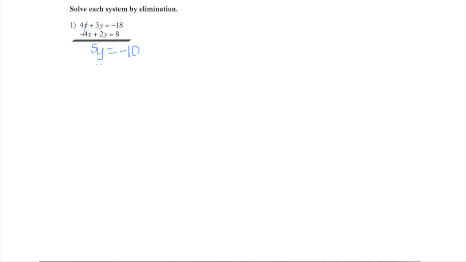I need to solve for y, so I'm going to leave y alone by dividing both sides by 5. So y is equal to negative 2. So pick an equation. It doesn't matter which equation you choose. I'm going to use the first one that reads 4x plus 3y equals negative 18. In place of the y, I'm going to replace it with negative 2.